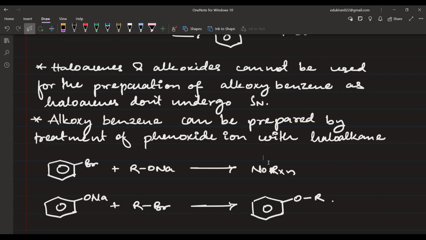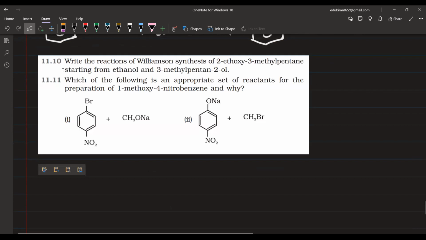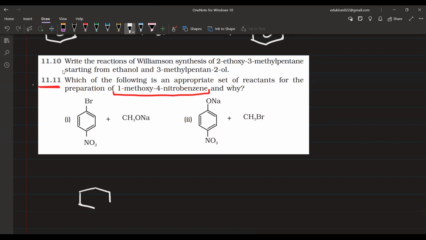Done, everyone? Yes or no, please tell me. Yes. Okay, let me explain the second question first. We have seen this one just now. Which of the following is an appropriate set of reactants for the preparation of 1-methoxy-4-nitrobenzene? Whenever you see this type of question, you will make the product they are asking. Methoxy is OCH3, and at the fourth position we have nitro, NO2. Now this can be prepared by which of the reactants and why?